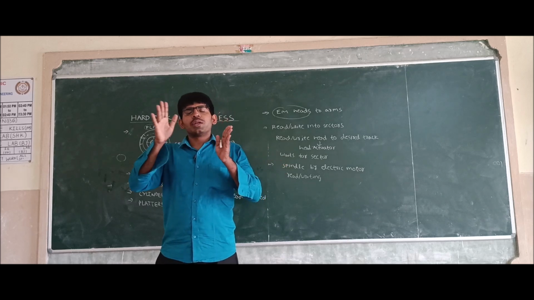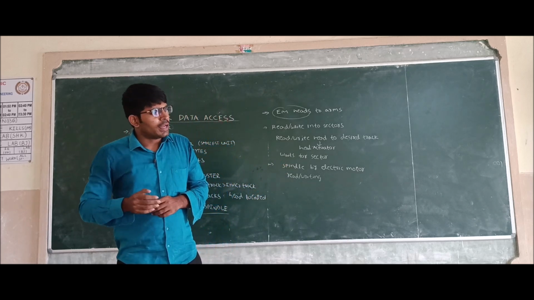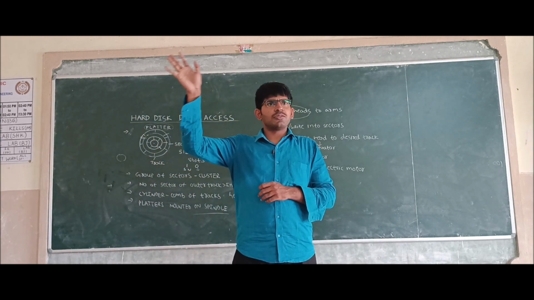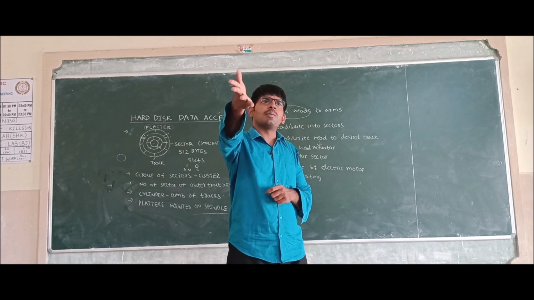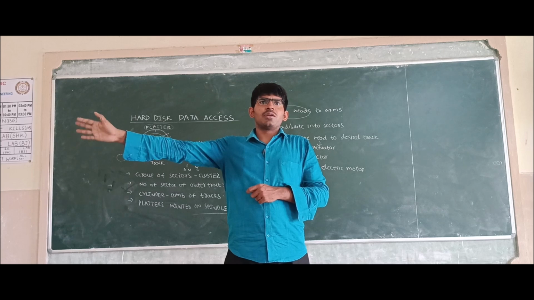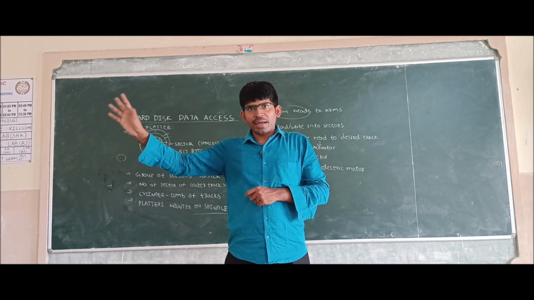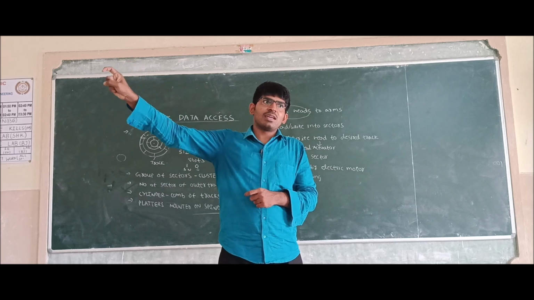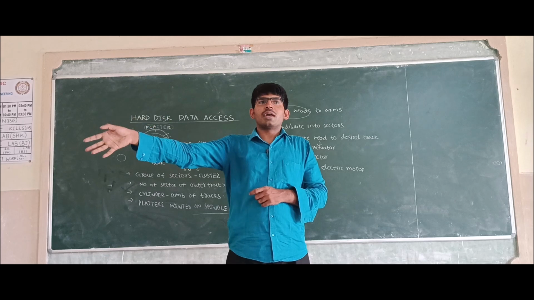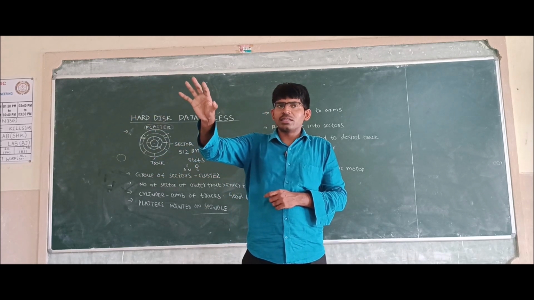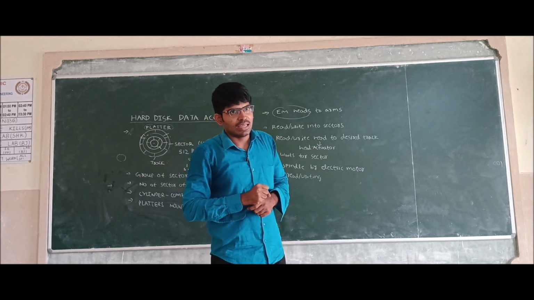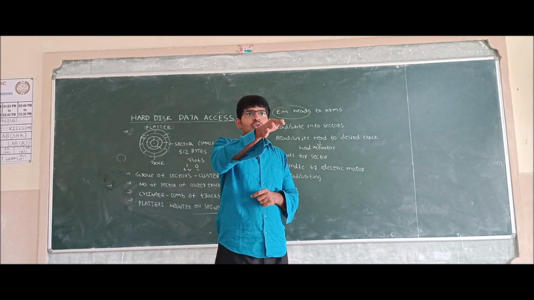Whenever the CPU wants to read the data from the hard disk, it will take permission from the hard disk controller, and the hard disk controller checks and gives the permission. After that it will send to the buffer, and the buffer will send the data to the logic circuit. When we are reading, the logic circuit will convert that magnetic signal into the equivalent electric signal. That electric signal will be sent to the buffer, and that will be read.